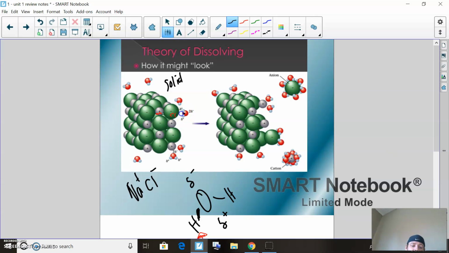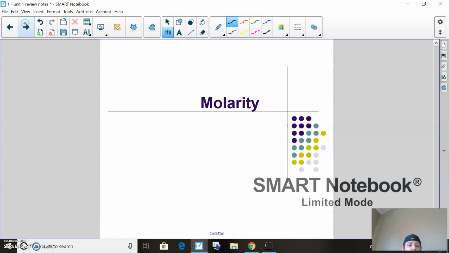And what happens is the positive side matches up with the negative, and ultimately we get these atoms surrounded by water molecules, and vice versa. The negative side goes to the positive side. That's just kind of how it all works. Opposites attract and it pulls it apart. Obviously, if the water evaporates out, then the ions go back together. So that's the process there.